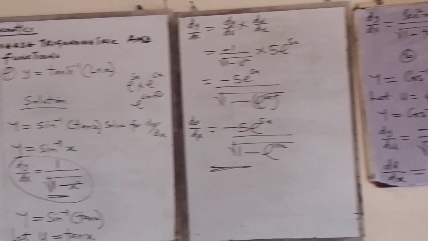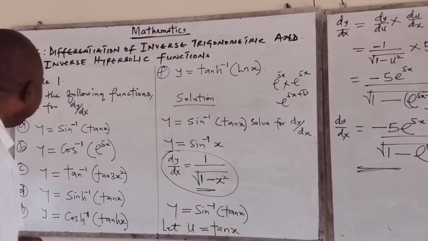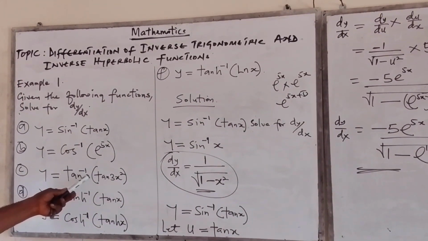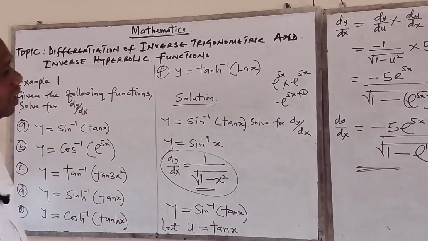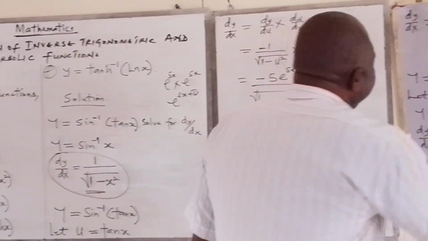Now we're going to look at the next function. Yes, the next one is tan inverse of tan 3x squared. Tan inverse of tan 3x squared.